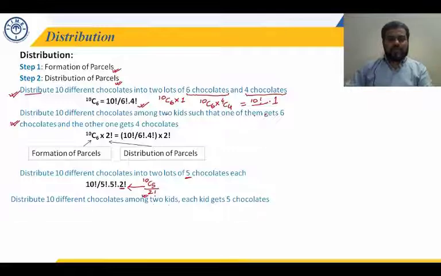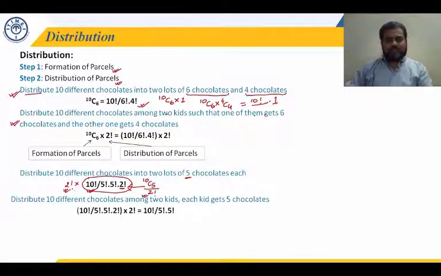Now distribute 10 different chocolates among 2 kids, each kid getting 5 chocolates, right? So in this case, you don't have to do anything. We have already formed the parcel. This is the parcel. In this, you multiply 2 factorial because there are 2 kids. So this is formation of parcel followed by distribution of parcels.